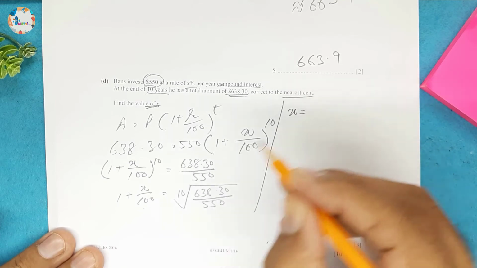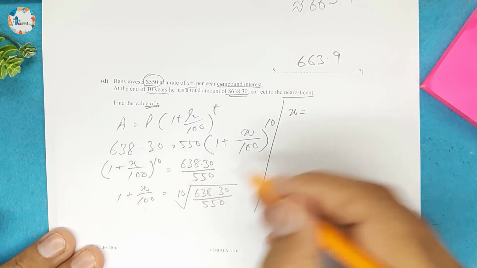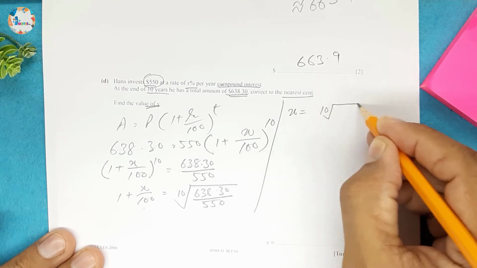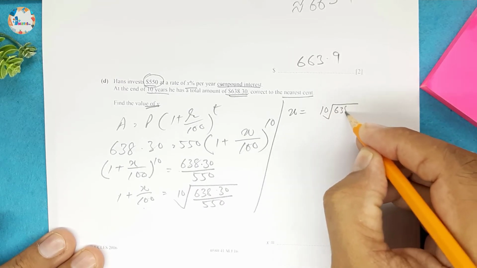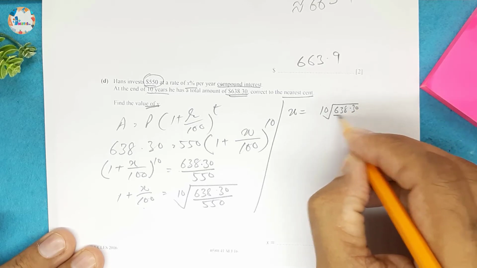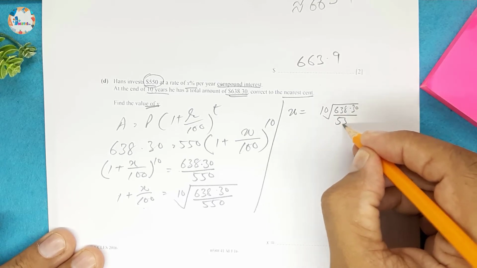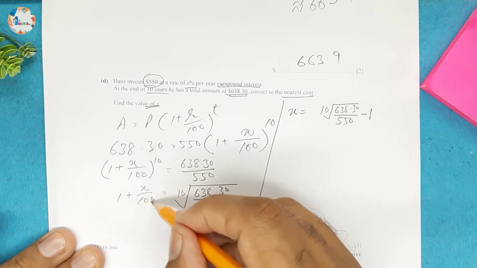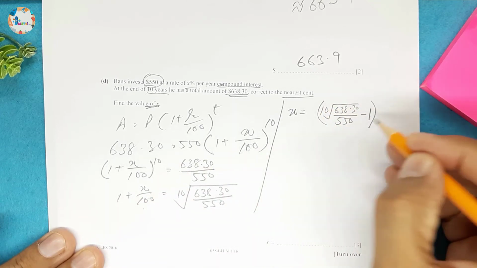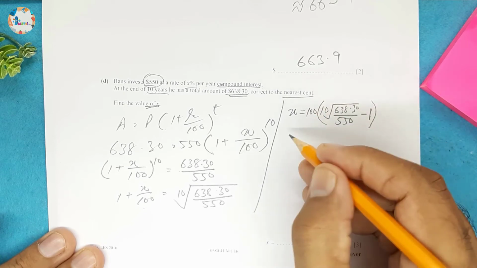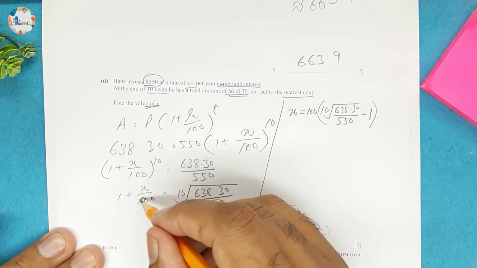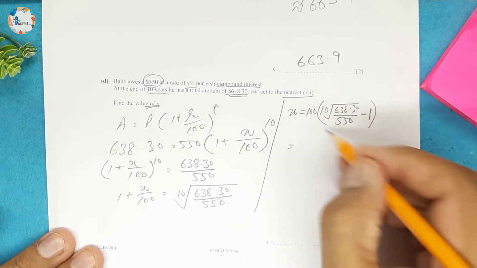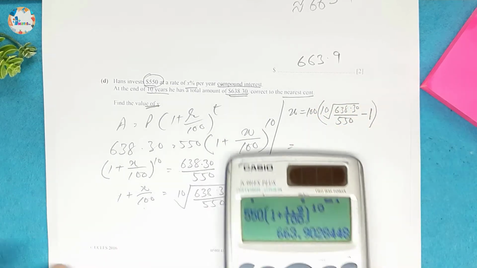X will be equal to, first we will shift 1, so the 10th root of 638.30 divided by 550 minus 1, we have shifted this one, then we will multiply by 100. So multiply by 100 over here, because this is denominator on this side, so it will go as numerator on this side. So this is basically the number which we have to calculate.